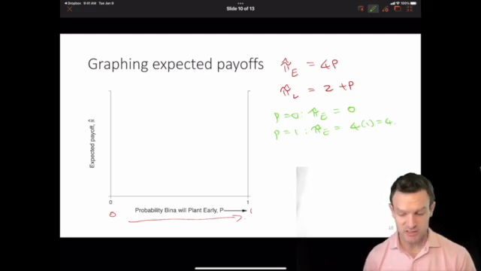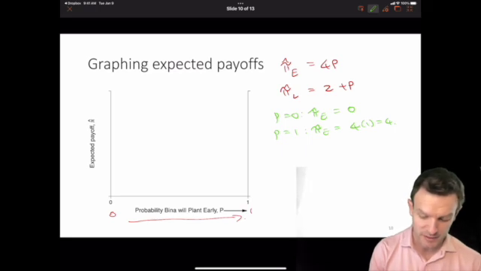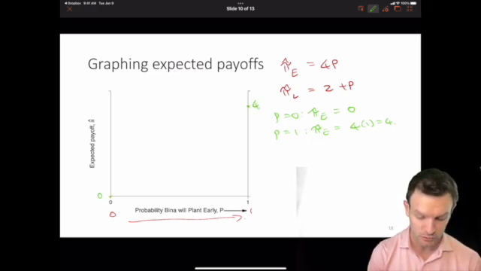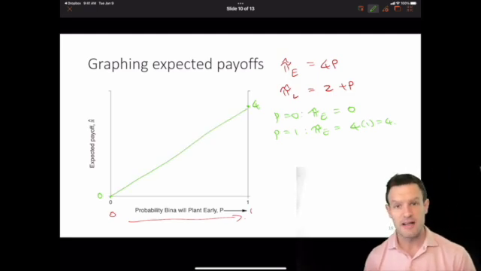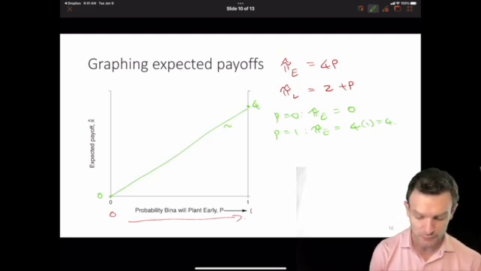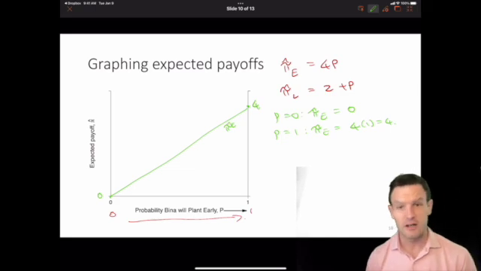And if we sketch this line now, and we have an intercept up here equal to 4, and over here we've got P equal to 0, we can draw a line going from 0 to 4. That would be the expected payoff to playing early.